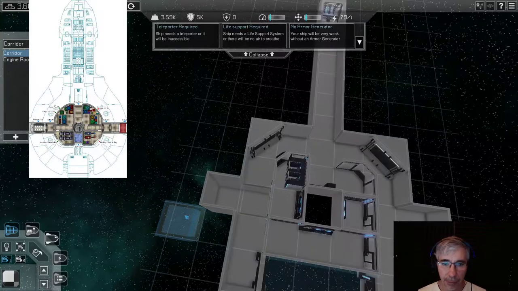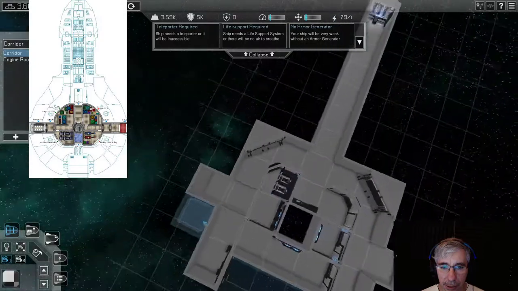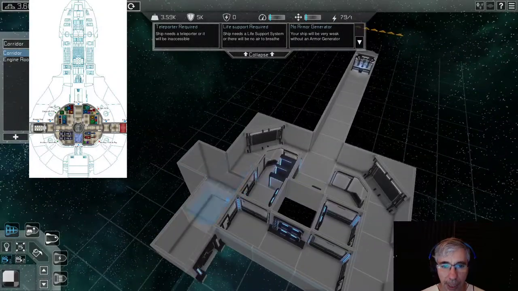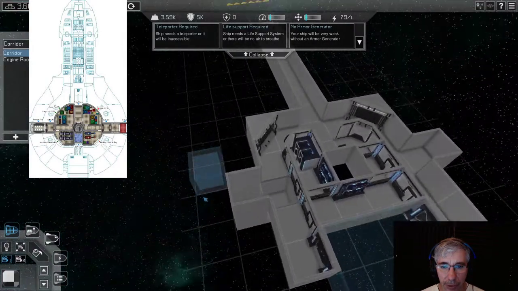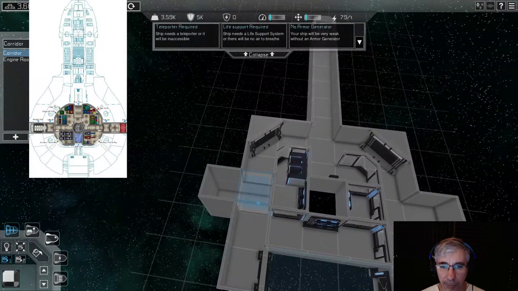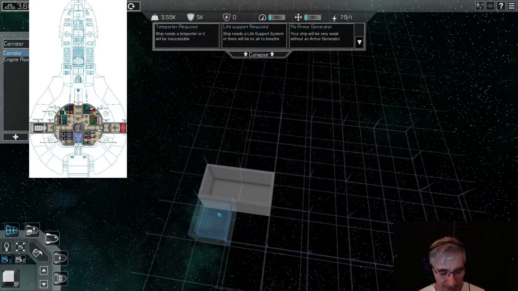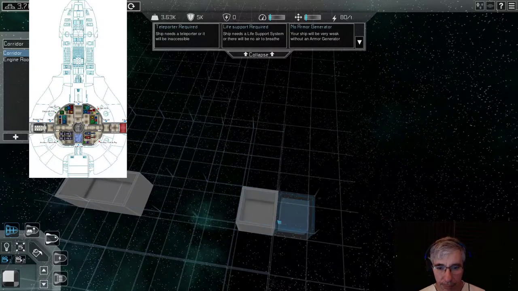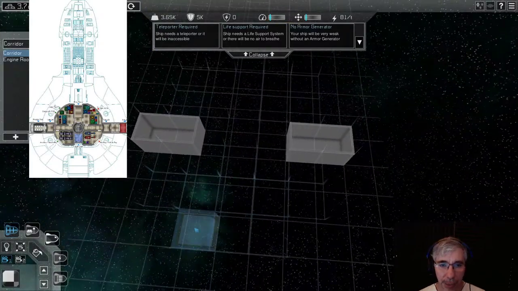So here, now you see that there's like a hole there because it's part of the same room, and we have to fill it. Well, one part will be the lift, the turbo lift, and the other part we have to place here some sort of catwalk or frame. Okay, so that's that.